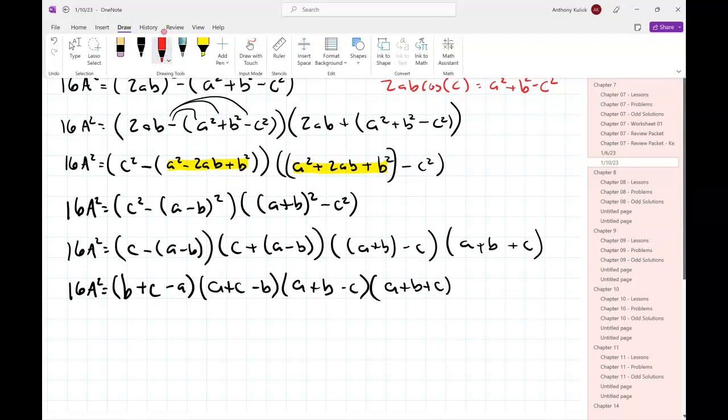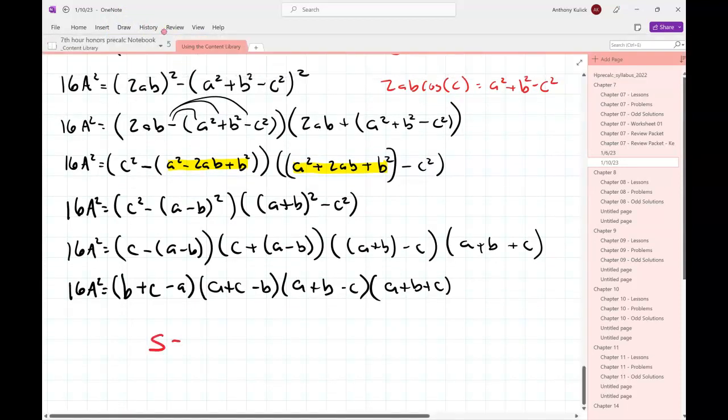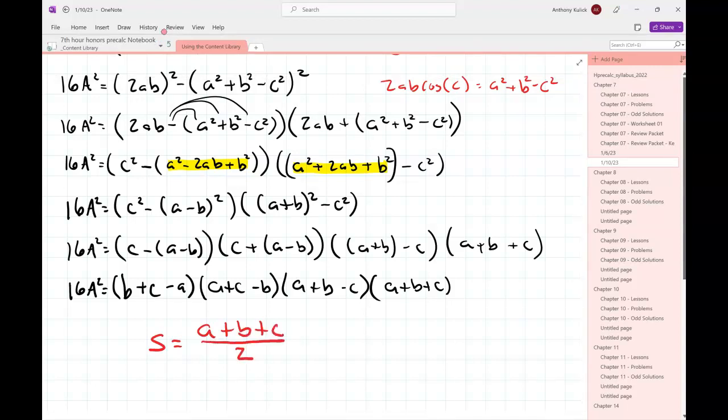Now I'm going to make a substitution. So I'm going to define a new variable s that's equal to a plus b plus c divided by 2. For those of you that care, we refer to this quantity as a semi-perimeter. Semi because it's divided by 2, and perimeter because a plus b plus c is the perimeter of a triangle.